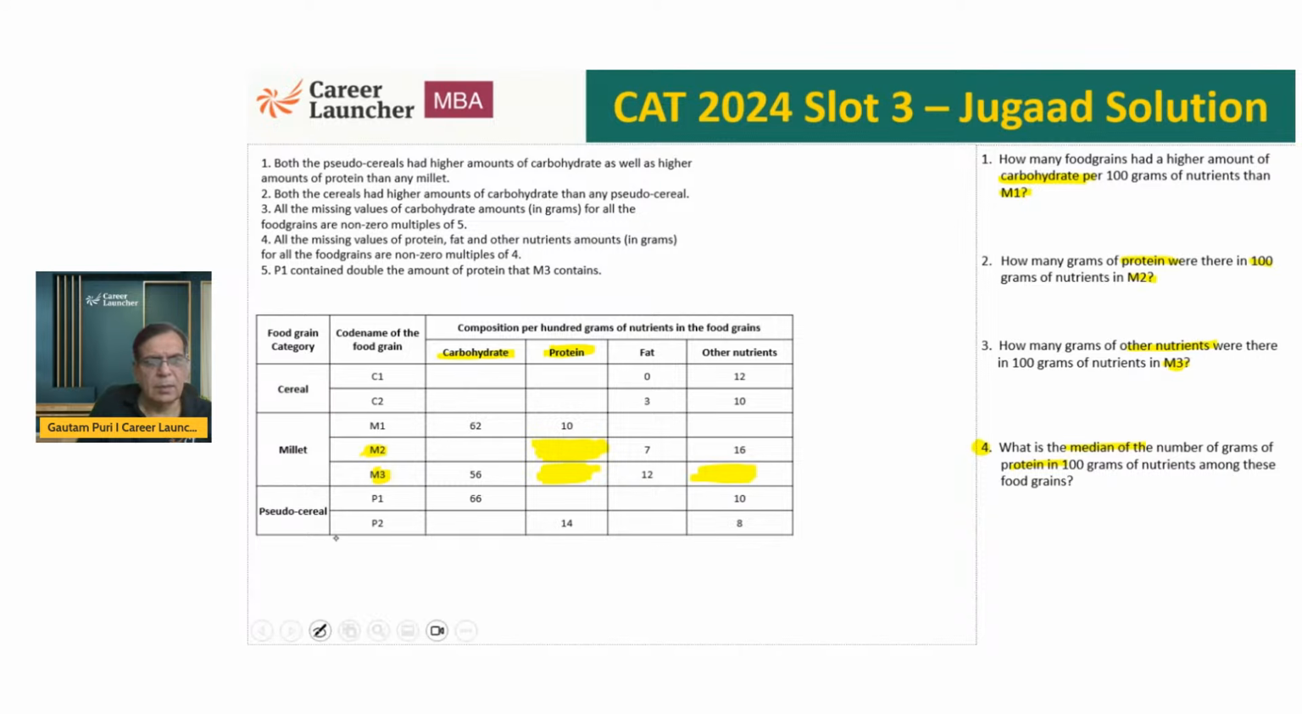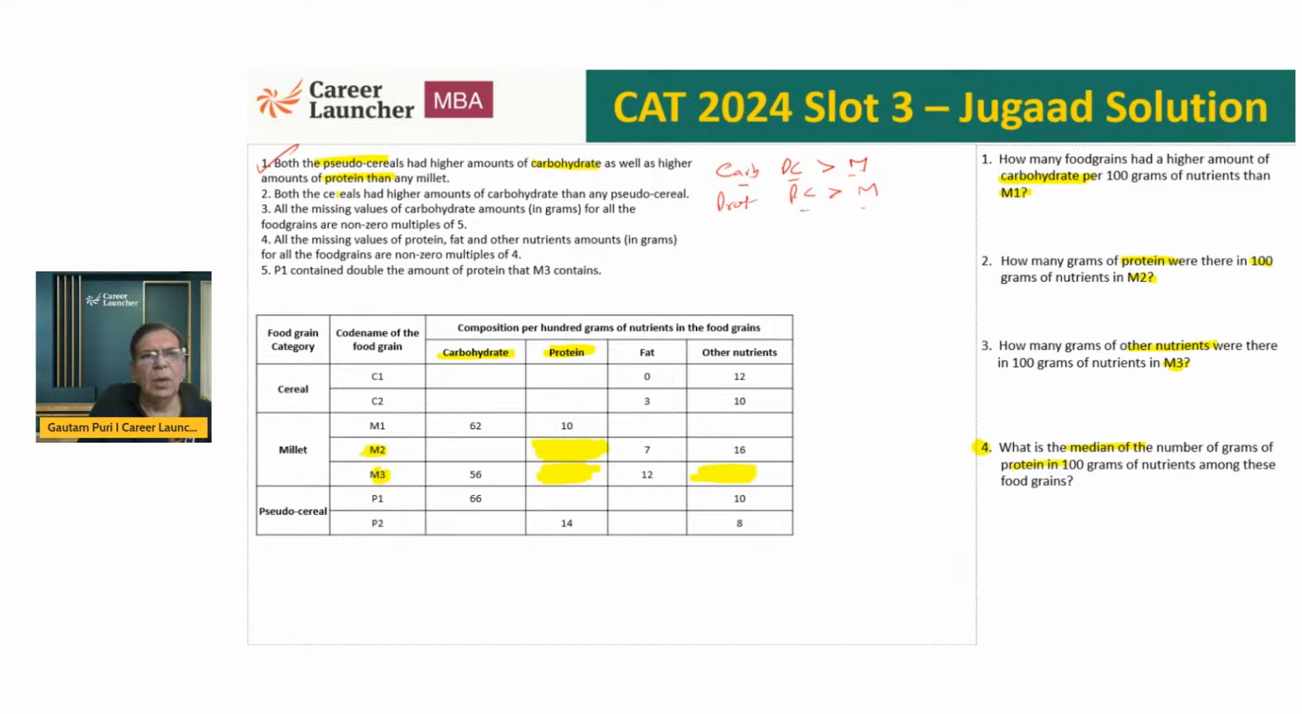Statement 1. Both the pseudo cereals had higher amount of carbohydrates as well as higher amount of protein than any millet. So what is it saying? Pseudo cereals, which is PC, have more than millet of what? Carbohydrates and proteins. So for carbohydrates, pseudo cereals are more than millets, and similarly for proteins, pseudo cereals have more protein than millets. That is what statement 1 is telling us.